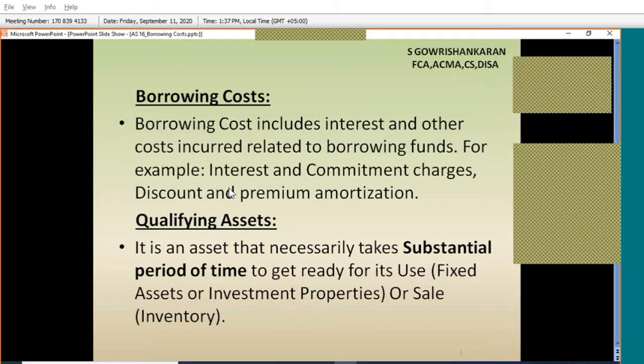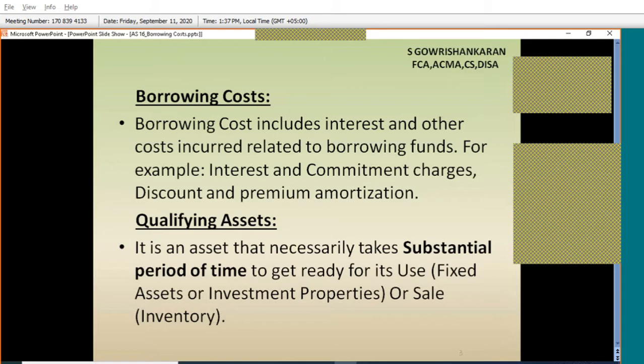Capitalization of interest for what asset? Capitalization of interest for a qualifying asset. Then what is a qualifying asset? The asset which will take a substantial period of time to get ready for its use. Then do you mean that a qualifying asset is only fixed assets? Only a building, only construction of a big building, construction of plant and machinery? Do you think that is the only qualifying asset? I mean fixed assets, land and building, plant and machinery, factory construction, all these things are the only qualifying assets?